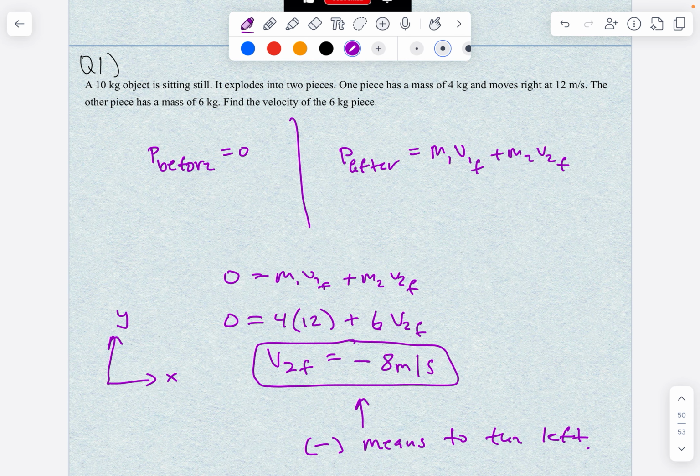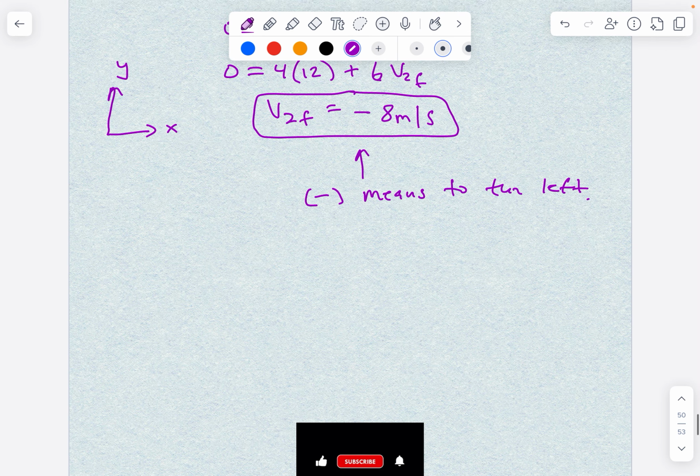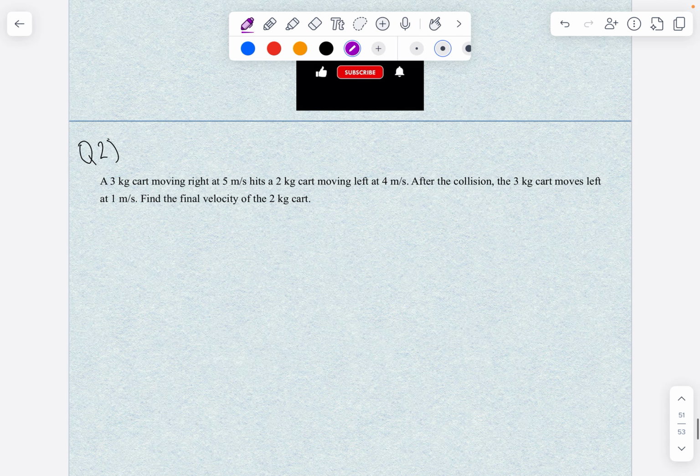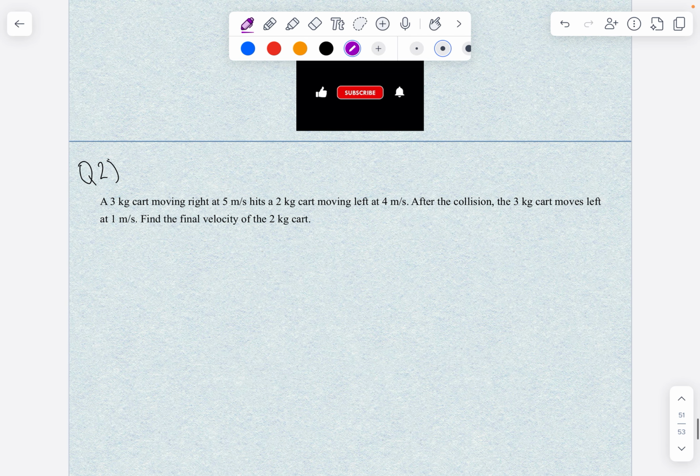Now let's move on to the next problem. We have a 3 kilogram cart moving to the right at 5 meters per second that hits a 2 kilogram cart moving left at 4 meters per second. After the collision, the 3 kilogram cart moves left at 1 meter per second. Find the final velocity of the 2 kilogram cart. So I'm going to draw my coordinate system like this. So to the right is positive.